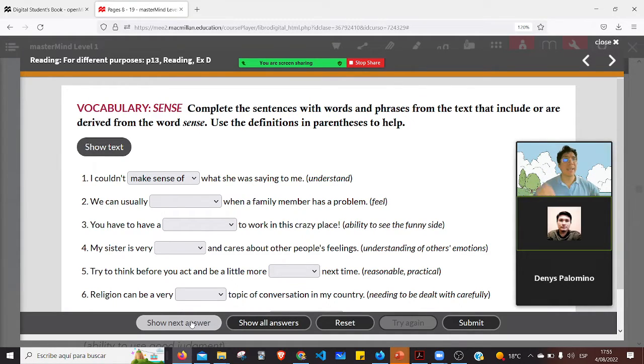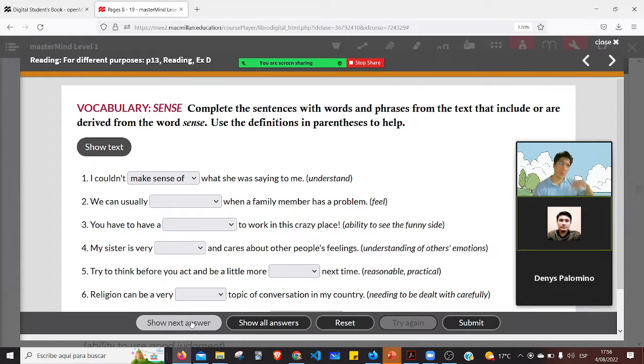Yeah, make sense. Por ejemplo, si digo, that doesn't make sense. Eso no tiene sentido. No es que no tenga sentido, sino que no se entiende o no tiene un significado. ¿Ok? Ahora, I couldn't make sense. Yo no le encuentro ningún sentido. No entiendo lo que ella estaba tratando de decirme. ¿Ok? ¿Se entiende?